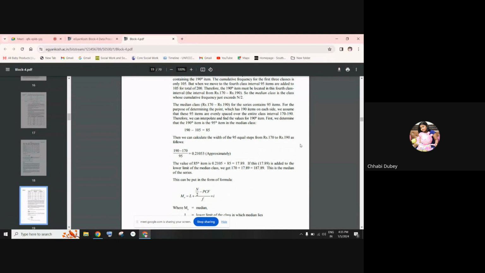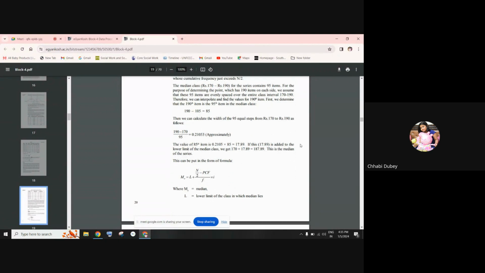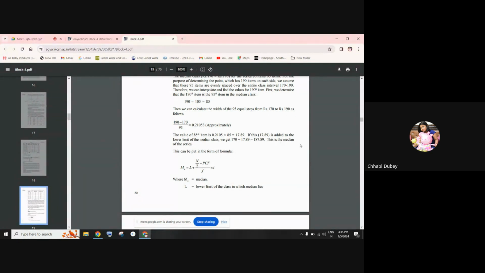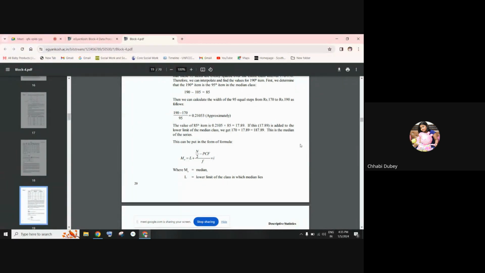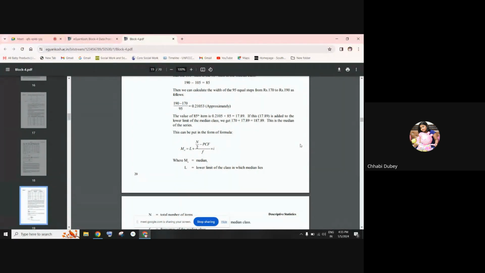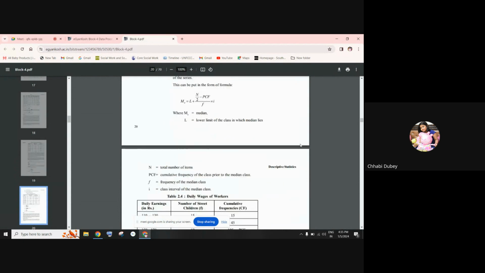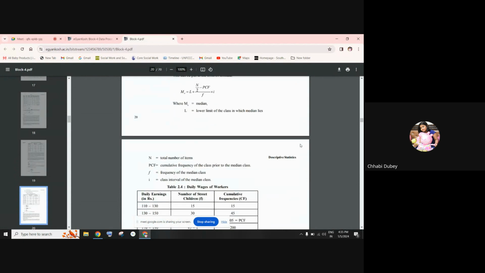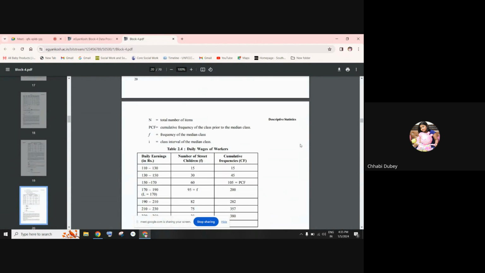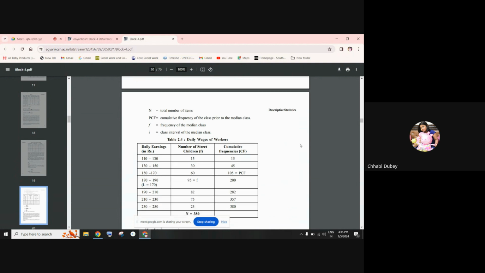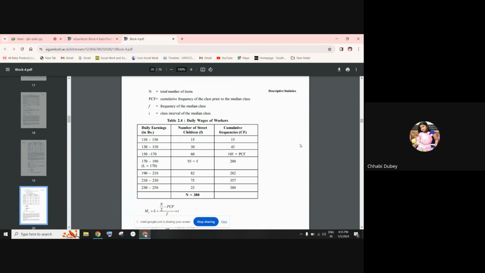Now the formula for median is simply given like this. What you have to do is enter the values pertaining to the formula given below, and finally after applying the different values, we can find out the median of the data. So this is again one very important average, you can say.